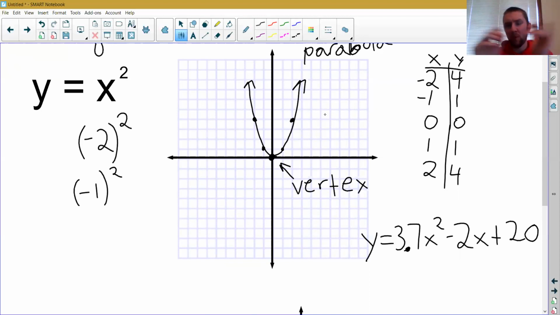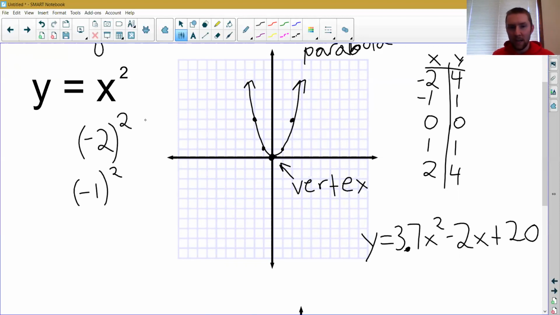It would be kind of shifted around. The vertex would be at some random point in the coordinate plane. But it would look generally like a parabola, like this U-shaped graph. Okay, every quadratic equation has this U-shaped graph.